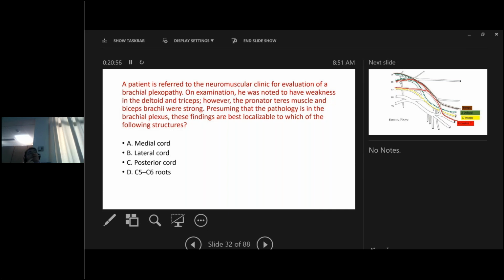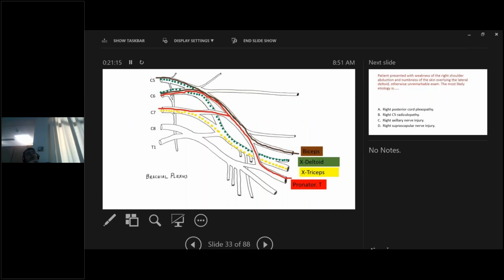Now the deltoid and the triceps. Let's say the triceps, we know it's C7, so C7 will come from the middle cord, then posterior cord, and C7 is affected. So it's medial cord. See, the dot is the affected muscle. So the triceps, mainly C7, I put C7, come, let's see my arrow, see C7, that's the middle trunk and posterior cord. So this is affected, correct?